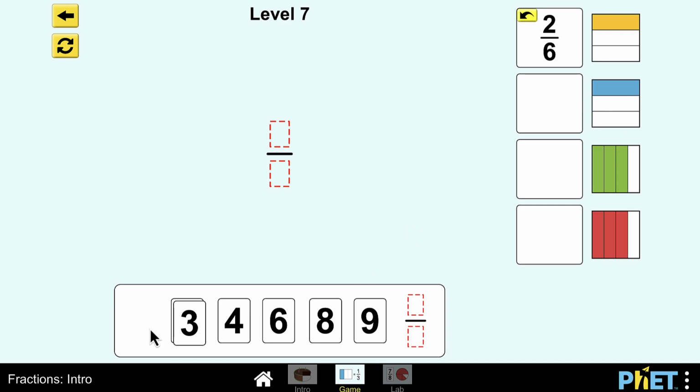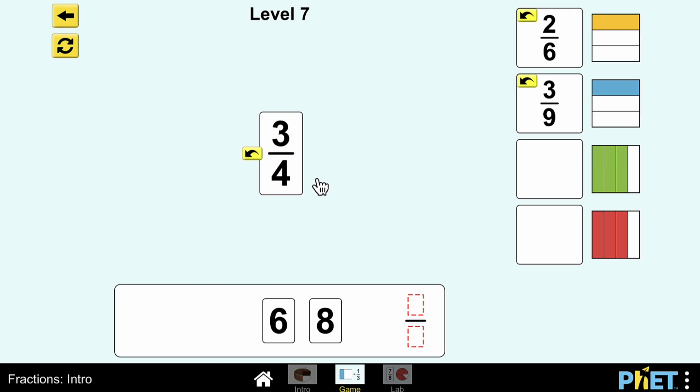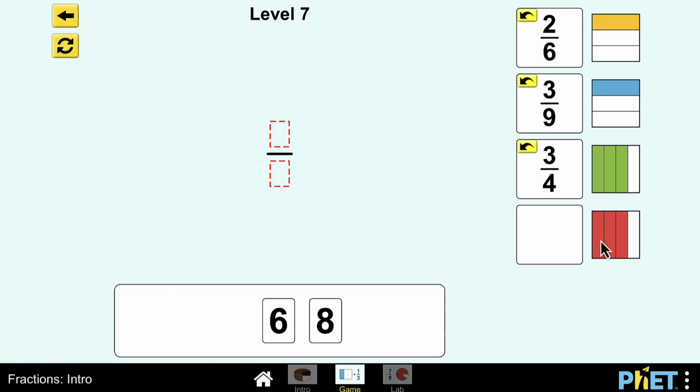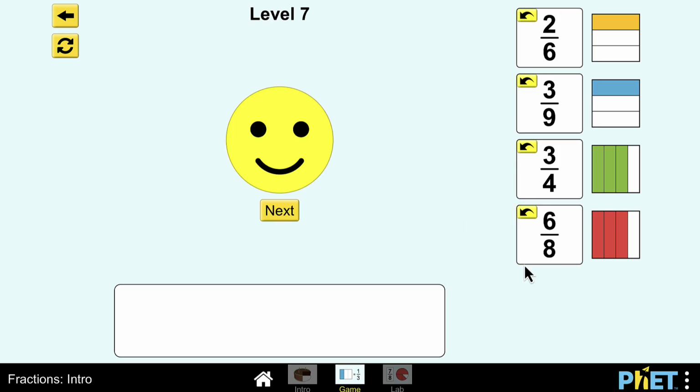There is no 2 now. Can you make it with something else? Yes, it's also 3/9. Good job. What about this? 1, 2, 3 out of 4. That's easy, 3/4. And the last one is also 3/4, but it's exactly the same as if you use 6/8. 3 more levels to go.